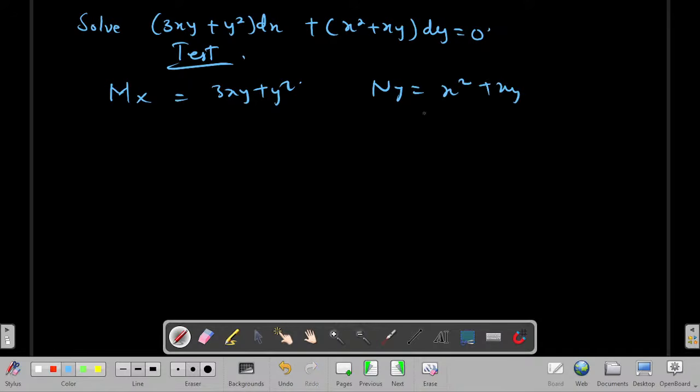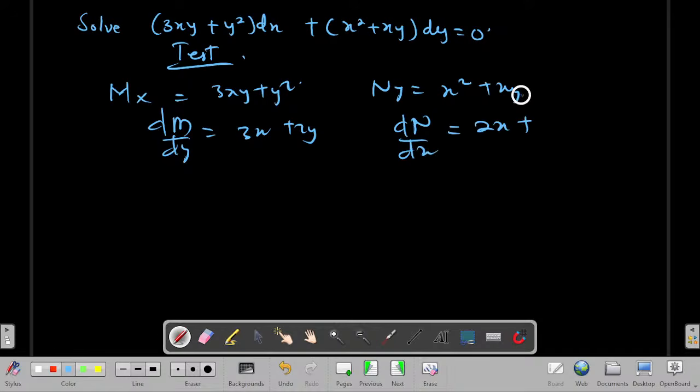Doing your test, you differentiate the M part with respect to y, and the N part with respect to x. Differentiating M with respect to y, I get 3x plus 2y. Now, N with respect to x, I get 2x plus y, since differentiating xy with respect to x gives y. So 3x plus 2y is not equal to 2x plus y. This equation is non-exact.